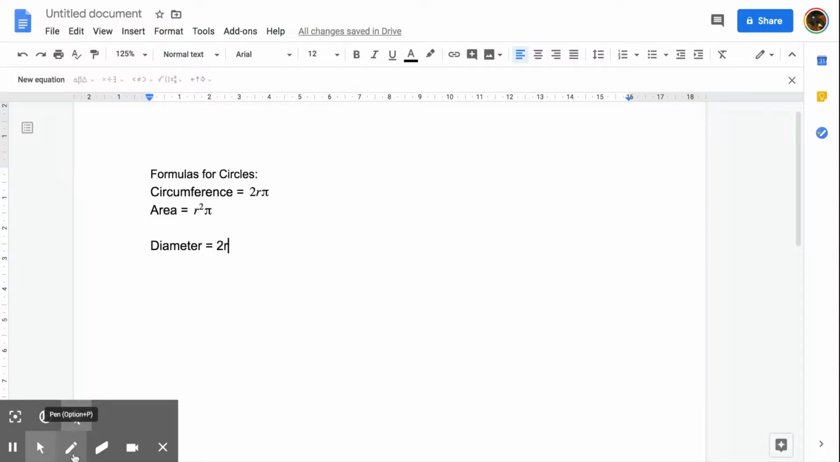Hey guys, I wanted to make sure that everybody knows how to do this. Here are some equations, some formulas for circles.